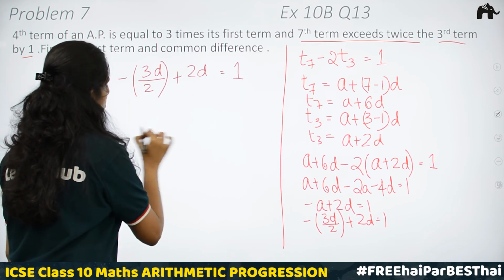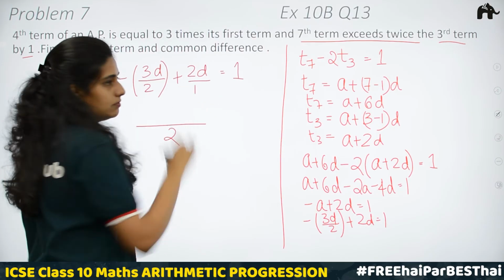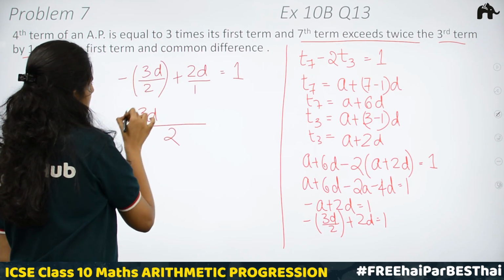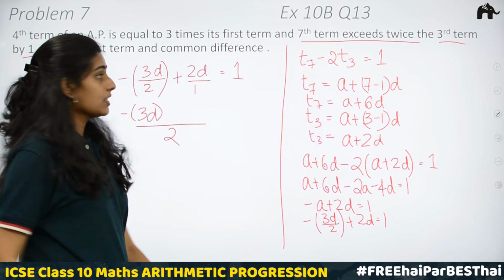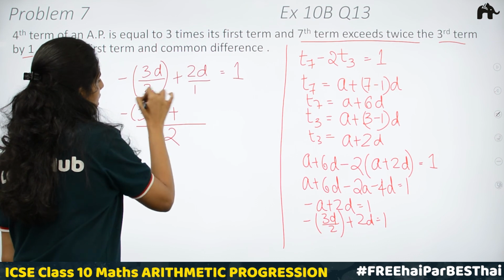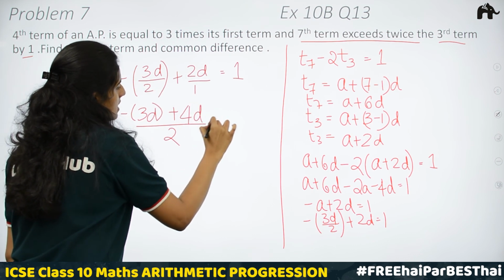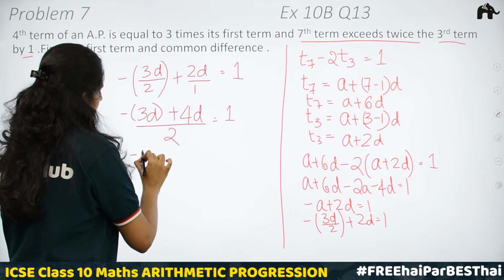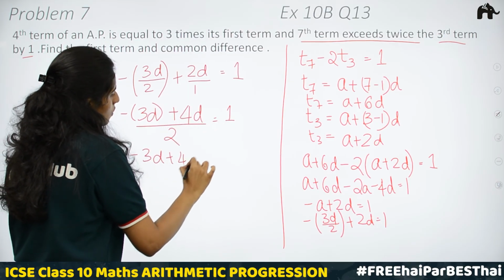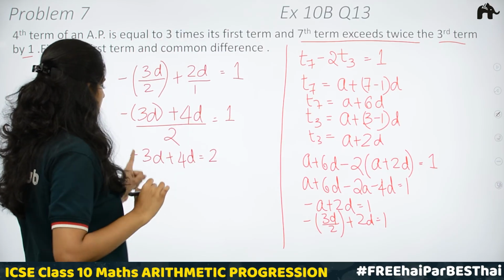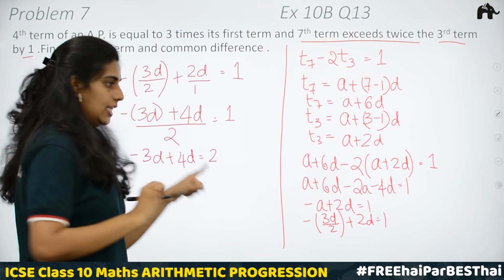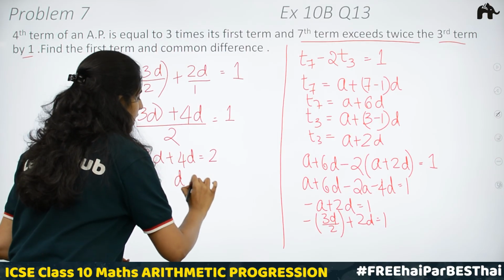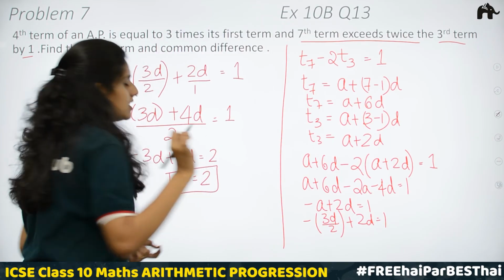Taking LCM, denominator we get 2. Here it is 1. Crossing, 3d into 1 is 3d. We have a minus sign, minus 3d. Plus 2d into 2, which is 4d, is equal to 1. Taking this 2 to the opposite side, we get minus 3d plus 4d is equal to 2. What is minus 3d plus 4d? D. Which means minus 3d plus 4d is d. D is equal to 2. We got common difference d is equal to 2.